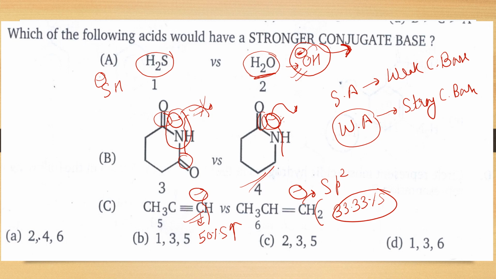So the alkyne carbon can handle the negative charge more easily. So which will donate the negative charge? That is the alkene. So alkene is more basic. The negative charge on the double bonded carbon is more basic. So the answer will be 6 is more basic. So which is your answer? Answer is A.